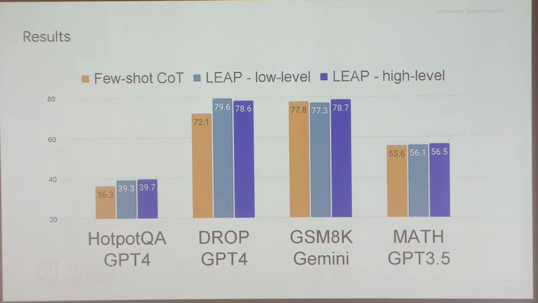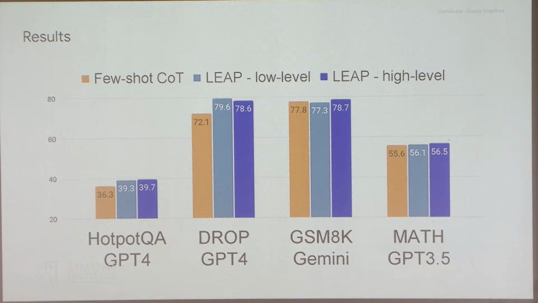As you can see, we have the orange bars, which is the baseline few-shot chain of thought, and the two blue bars are either the low-level principles or the high-level principles. We evaluated this on more than 20 benchmarks using all the latest LLMs like GPT-4, Gemini, GPT-3.5, Claude, and these are some of the results. The full results are in the paper.